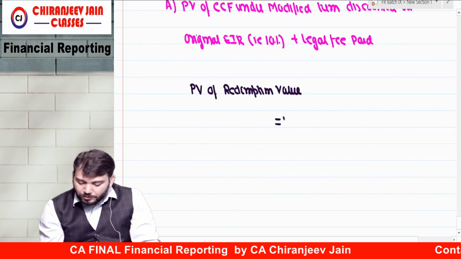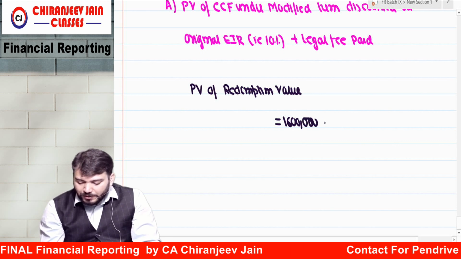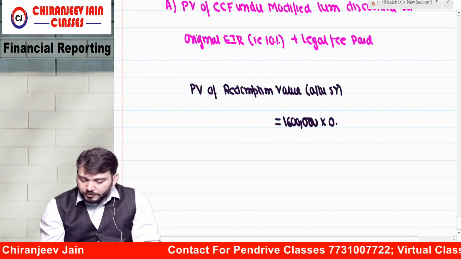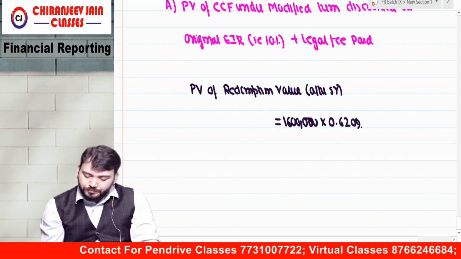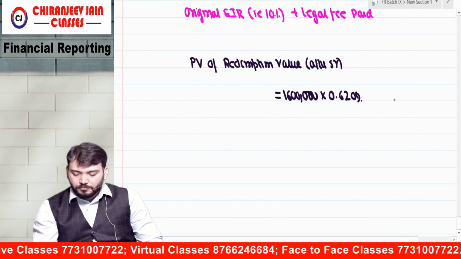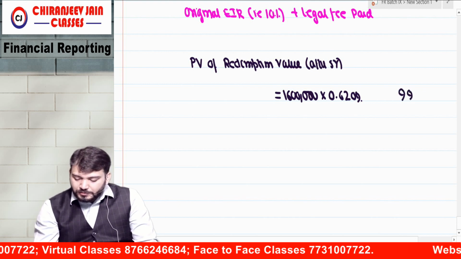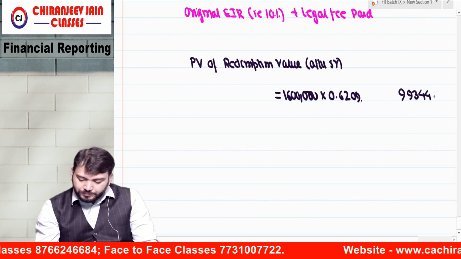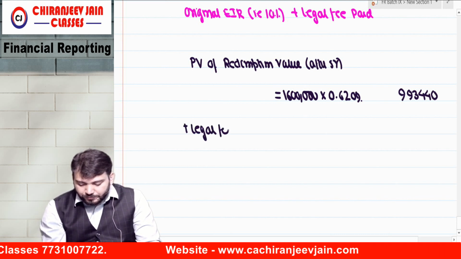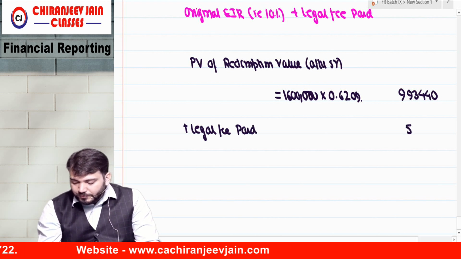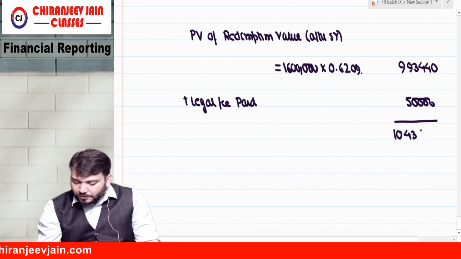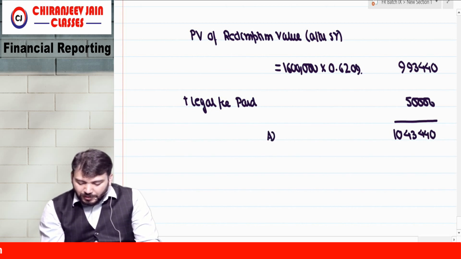So that is equal to 16 lakh multiplied by 0.6209, which is equal to 9 lakh 93,440, plus legal fee paid, 50,000, which is equal to 10 lakh 43,440. So this becomes A. Correct?